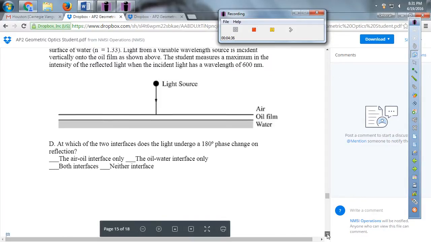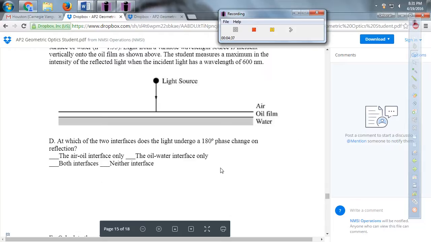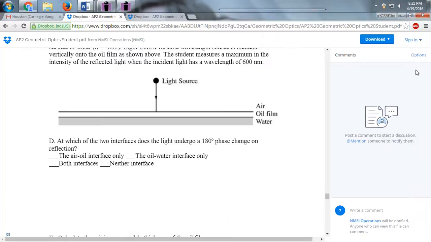So the next thing that it says is the student is also asked to determine the thickness of a film of oil on the surface of water. Light from a variable wavelength source is incident vertically on the oil film as shown above. The student measures a maximum of intensity of the reflected light when the incident light has a wavelength of 600 nanometers. All right, so let's take a look at what's going on here.